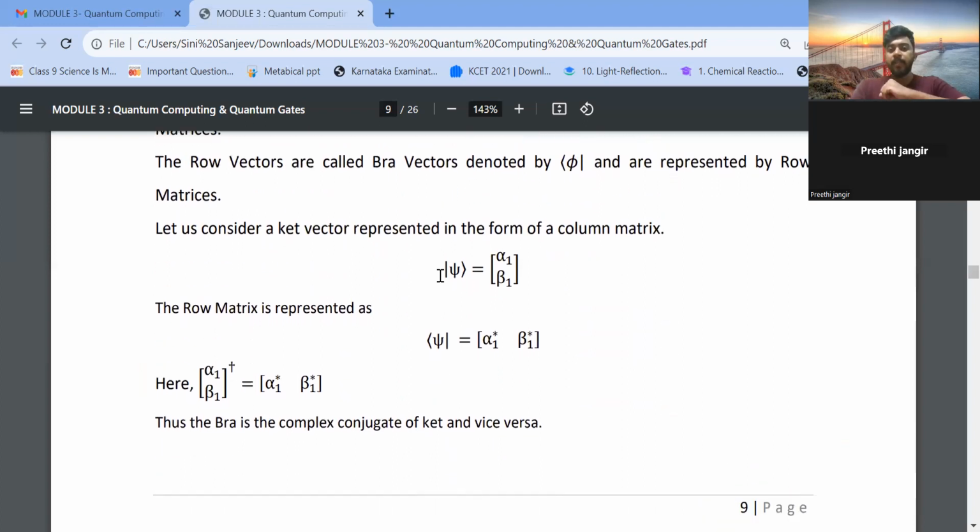So column matrix is ket. This is my ket. The other one is, you know it, the row matrix. Okay. So obviously the ket is the complex conjugate of the other matrix and vice versa respectively.